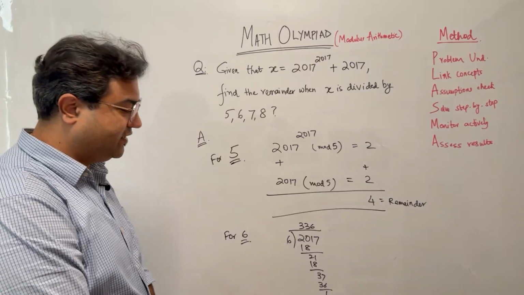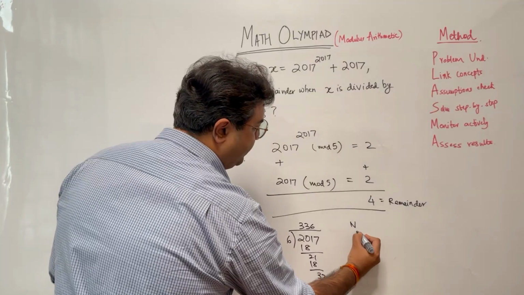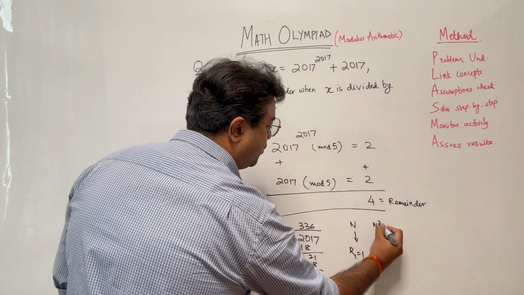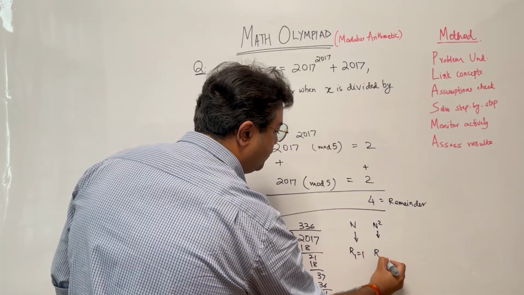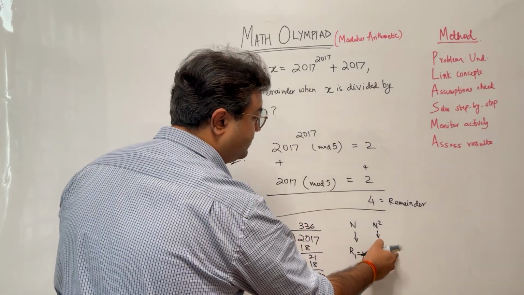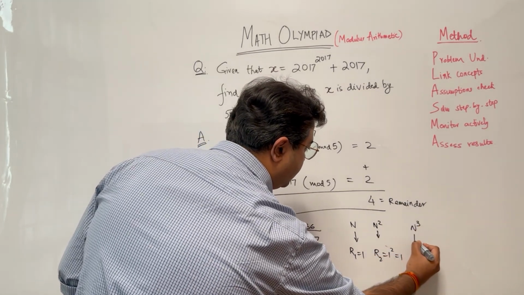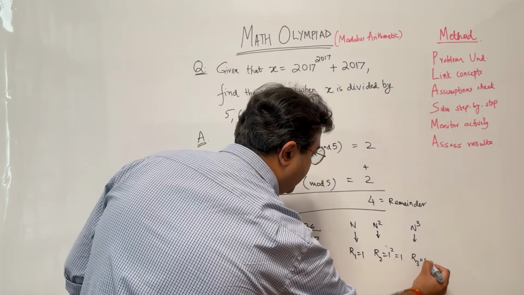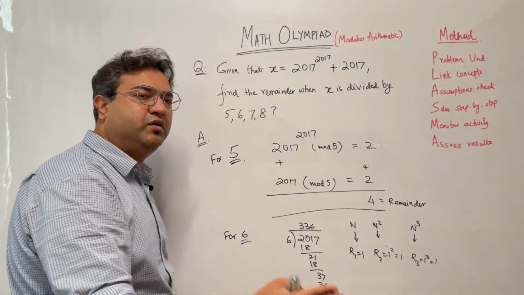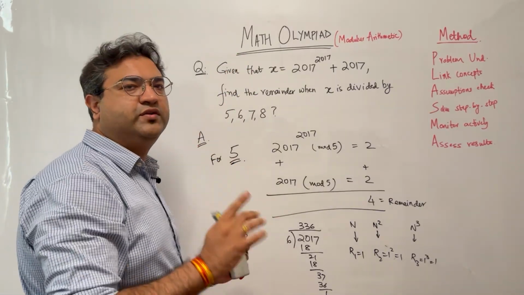Why do I say that? Because if n is giving you remainder 1, then n square remainder will also be 1 square, which is also 1. Then n cube remainder is 1 cube, which is also 1. So for every term until we reach 2017, our final remainder is always going to be 1.